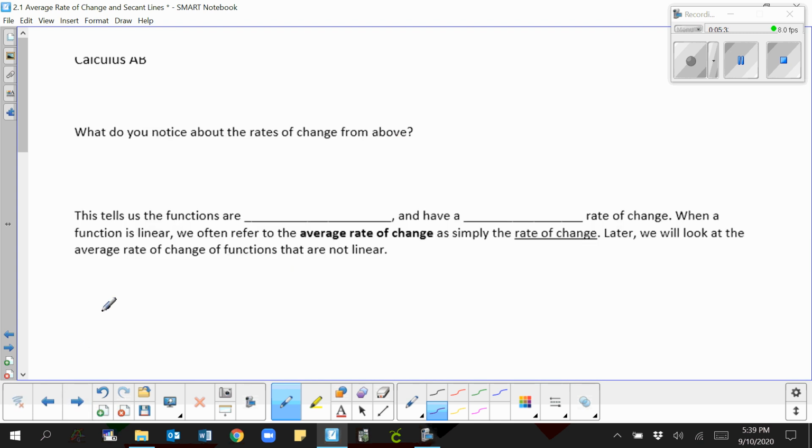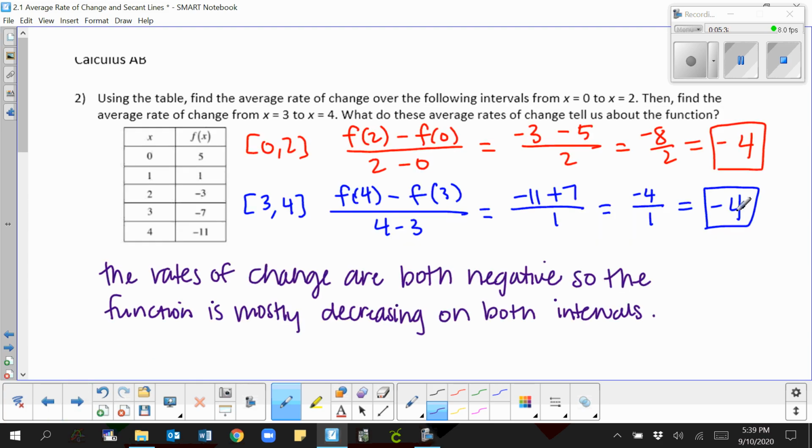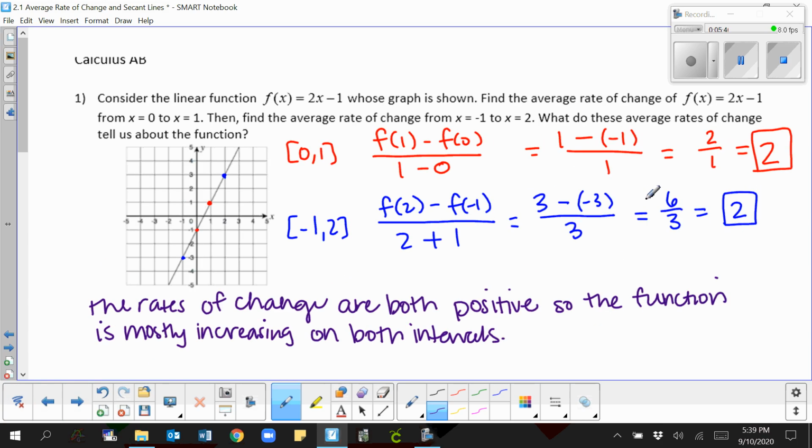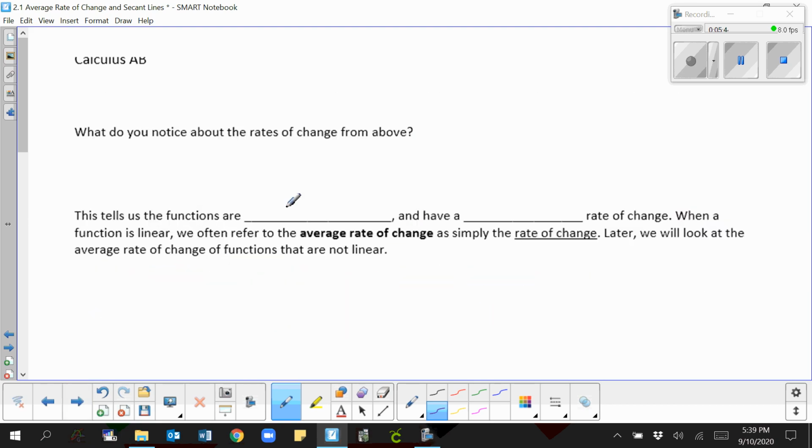Okay, so what do you notice about the rates of change from above? If we're looking at this example, they were both -4, and in the other example, they were both 2. So for both of those, the rate of change for both intervals was the same.